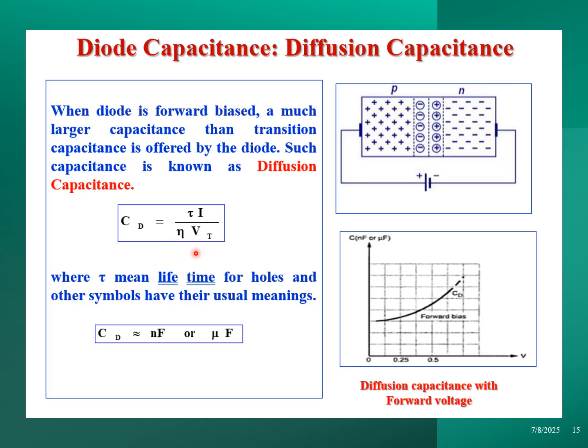See here, the diffusion capacitance CD is directly proportional to the current I. In the forward bias condition, as the applied voltage on the x-axis increases, the current through the diode increases. Whenever the current through the diode increases, the diffusion capacitance increases. So the diffusion capacitance increases with respect to the applied voltage.